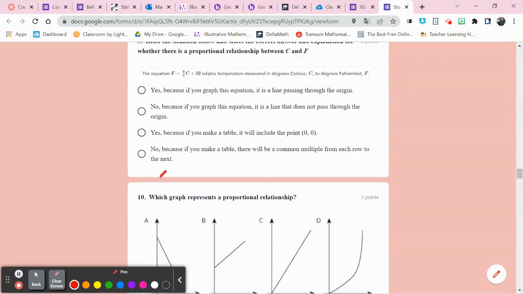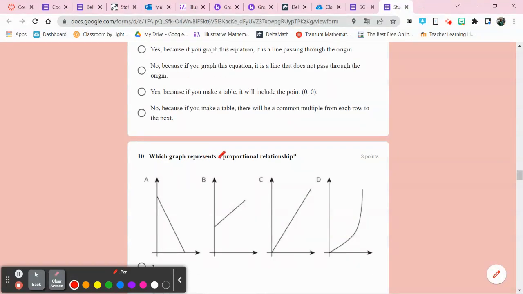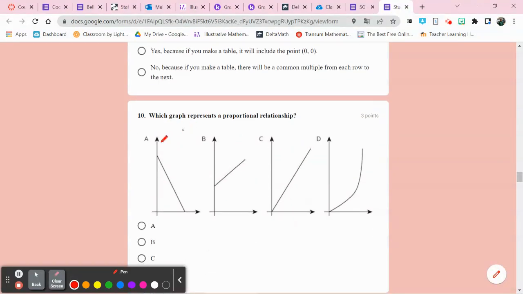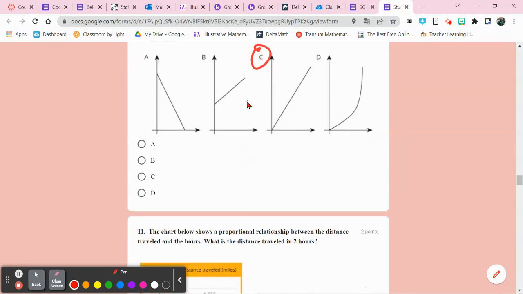All right, number 10. Which graph represents a proportional relationship? Well, A is a straight line, but does it go through the origin? Nope. B is a straight line, but does it go through the origin? No. C, straight line, 0, 0. Looks good. D goes through 0, 0, but it is not a straight line. So the only one it could be is C. And C is a proportional graph.